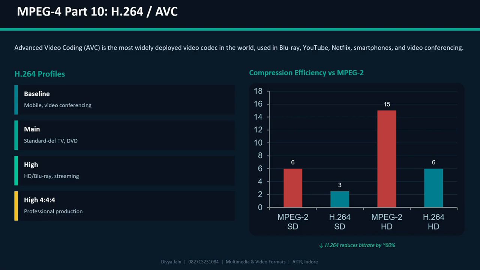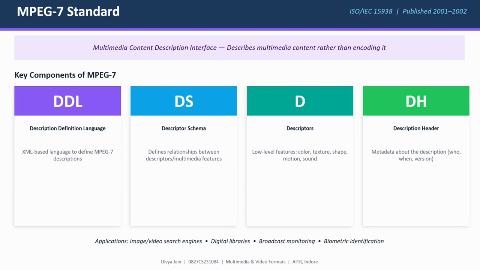The most remarkable thing about H.264 is its compression efficiency. Compared to MPEG-2, H.264 reduces the required byte rate by approximately 60% for the same visual quality. That's why HD video streaming became practical. It halved the bandwidth requirements.